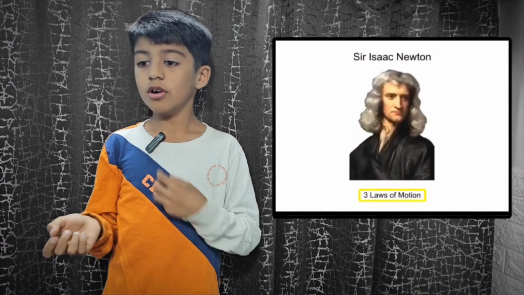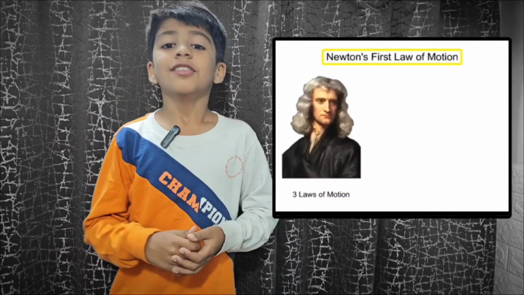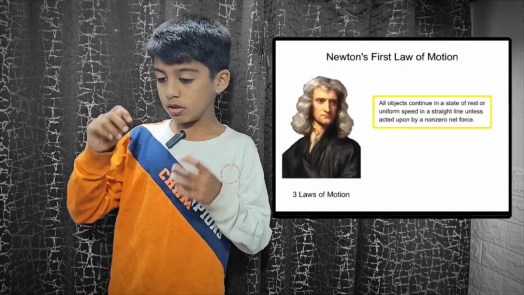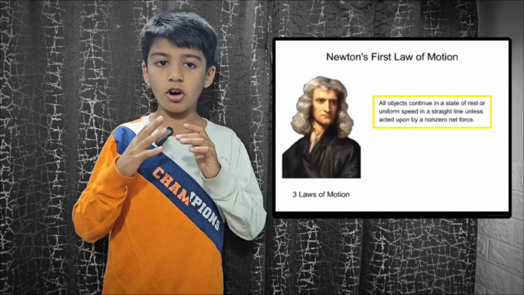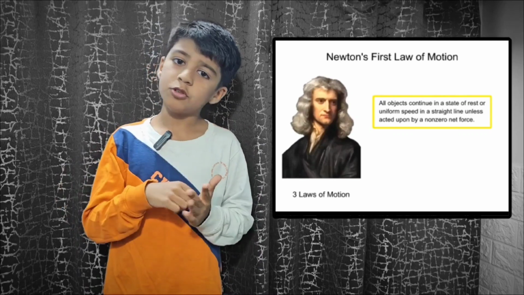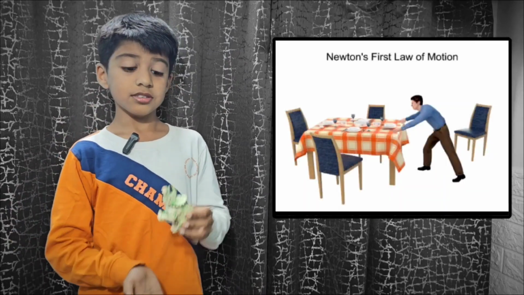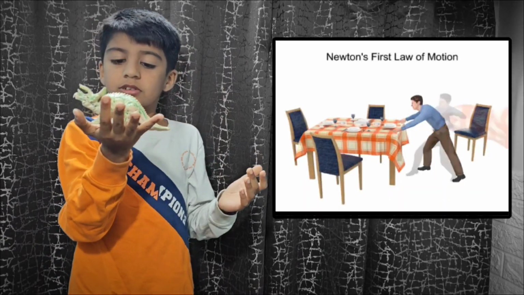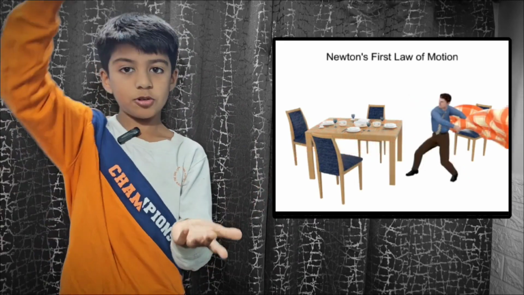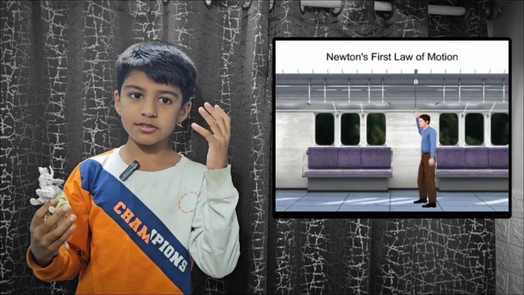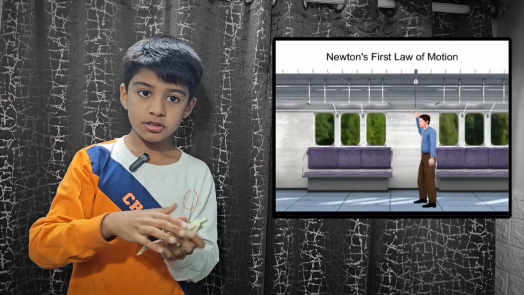So what are we waiting for? Let's start. So the first law is inertia. Inertia states that an object at rest stays at rest and an object in motion remains in motion unless an outside force starts or stops them. An example for inertia: an object at rest stays at rest, whereas an object in motion stays in motion until an outside force, that was my hand, stops it or starts it.